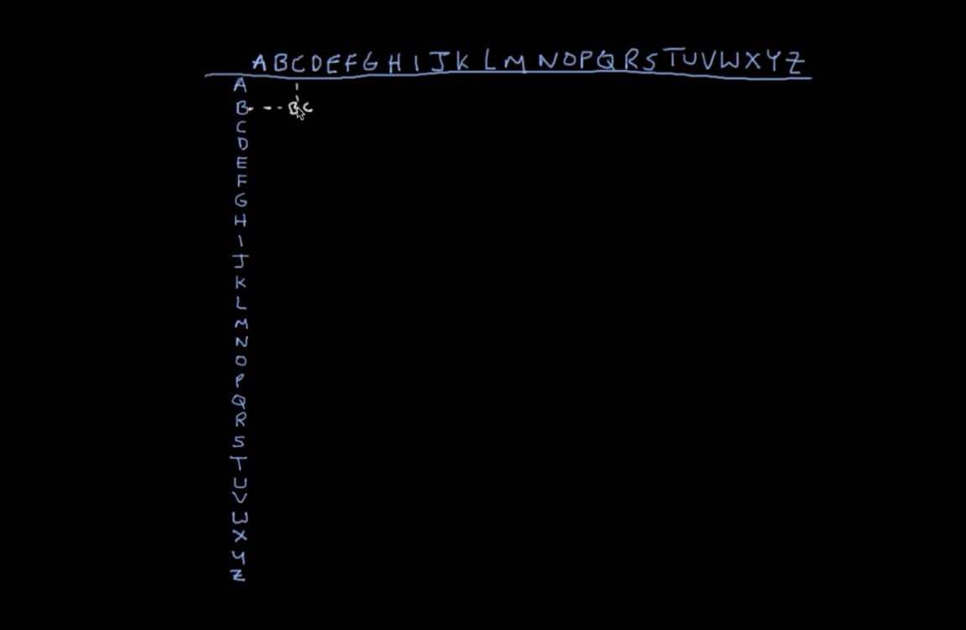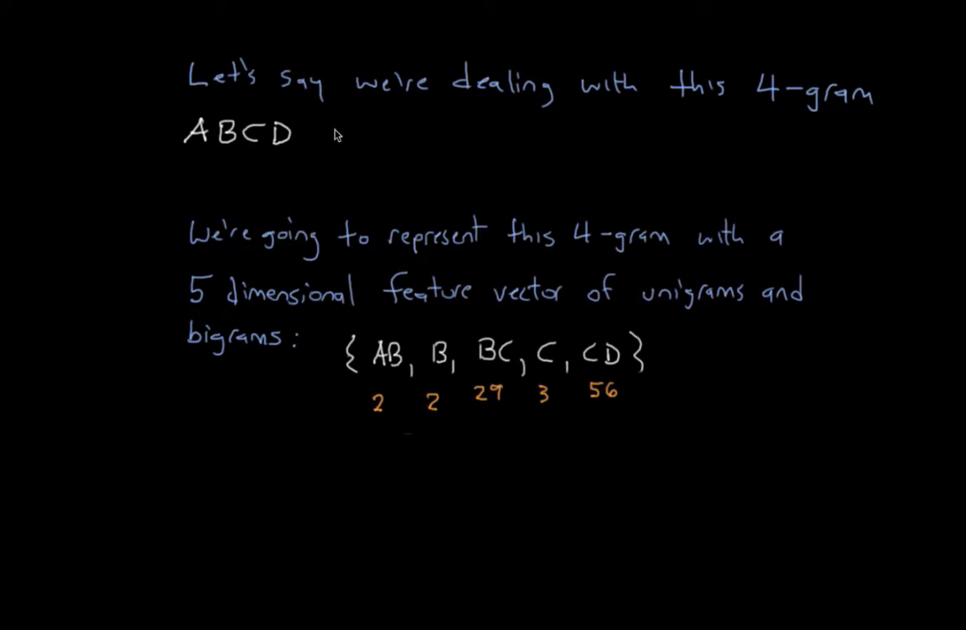And the bigram BC, it's on the second row here and in the third column, and so it has position 29 on the matrix, because there are 26 entries here, and then 27, 28, 29. It occupies space 29 in the grid. Similarly, CD will have the position 56 in the grid. So these are the integers, the numbers that we can assign to these bigrams and unigrams that are in this 5-dimensional feature vector that I've been talking about.